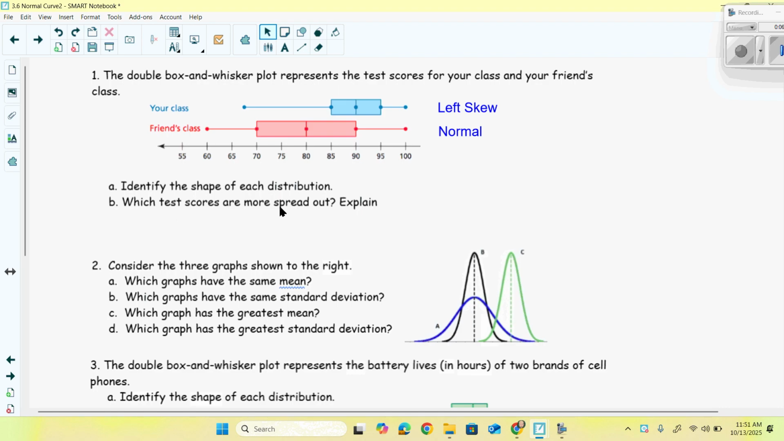Which test scores are more spread out? So if you look at these going from the min to the max, and as well the IQR, the box, you can see that the friend's class has a greater range and IQR.